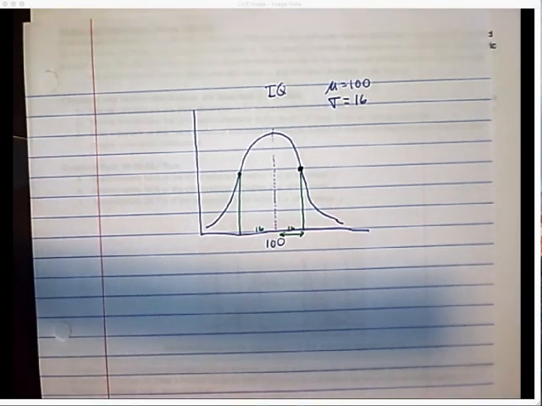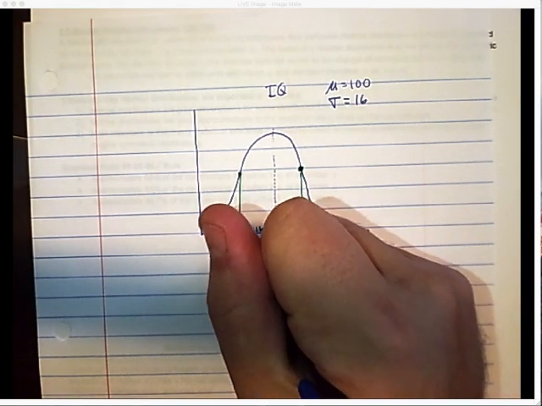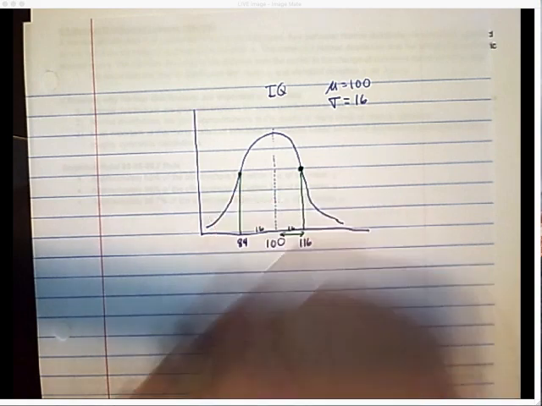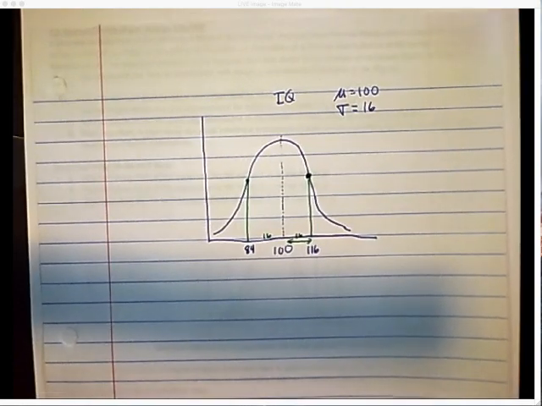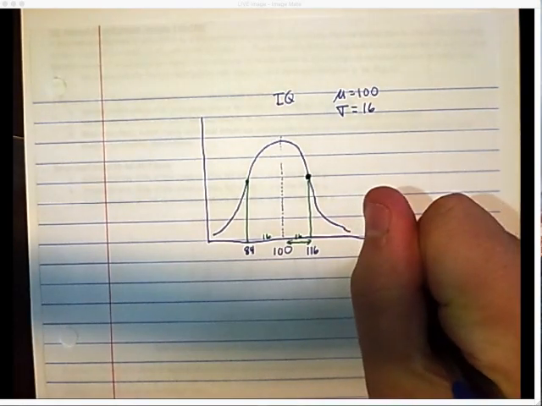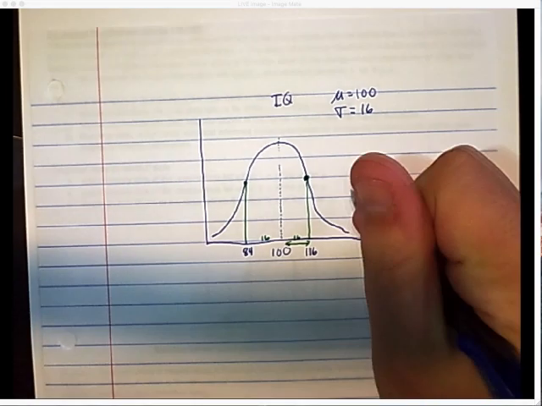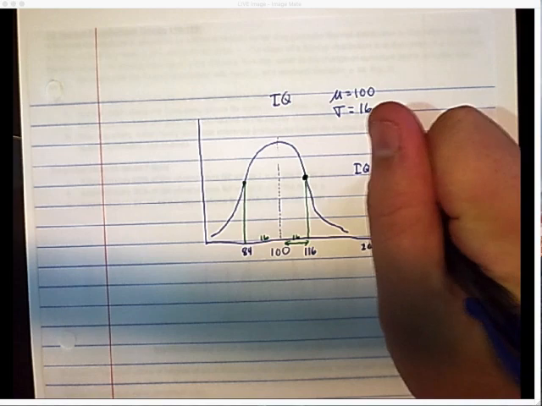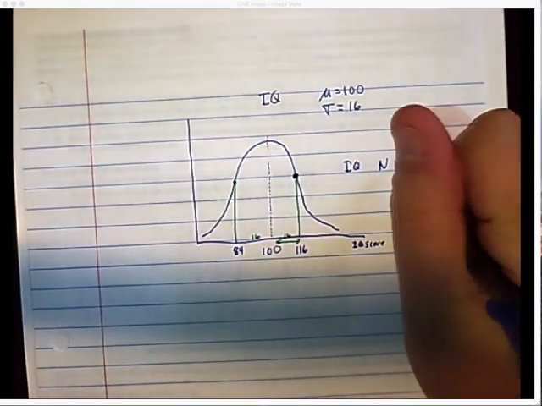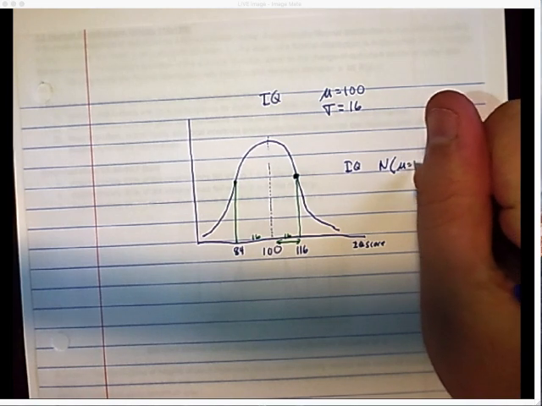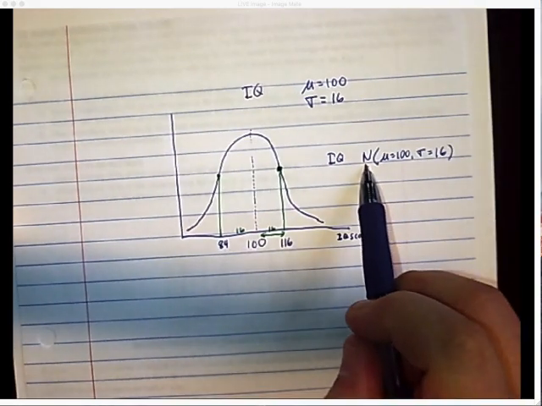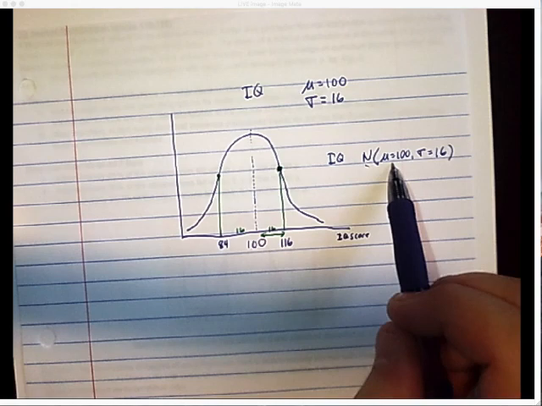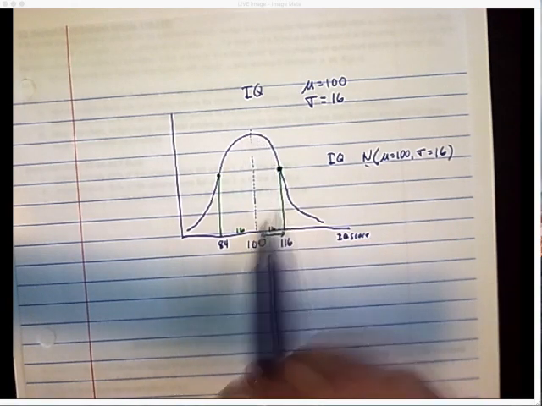If you go up by one standard deviation, we would go up to 116, and if you go down a standard deviation, you're at 84. So that's one standard deviation. On the bottom, we put the IQ score. The way we would abbreviate this, we would say IQ is a normal distribution, so we would write a capital N, and then we would tell the reader that the mean is 100 and the standard deviation is 16. That communicates to the reader that this is a normal distribution with a center point of 100 and a spread of 16.